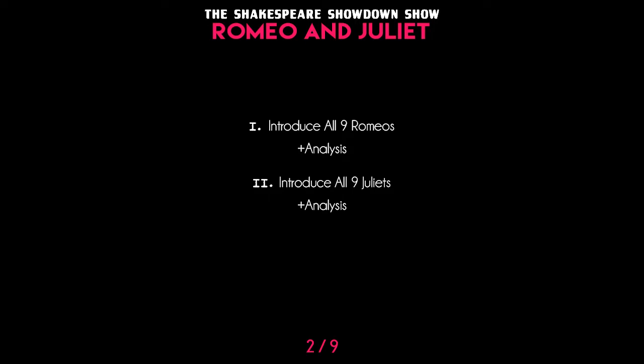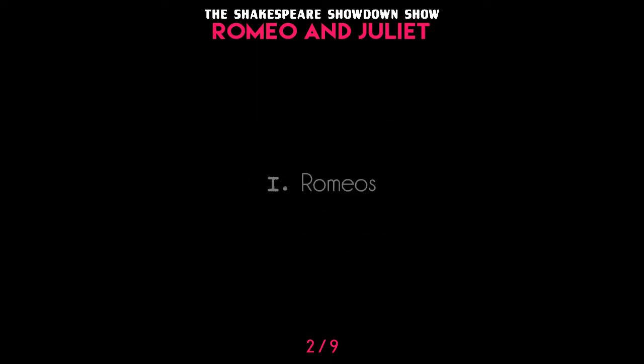The program for this episode's proceedings will be as follows. First, we'll introduce all 9 Romeos, and we'll have an analysis about them, and then we'll do all 9 Juliets, and we'll have an analysis about them. And after we have done that, we'll make a final determination on which contestant should be eliminated in this round. So let's dive right in, starting with the Romeos.